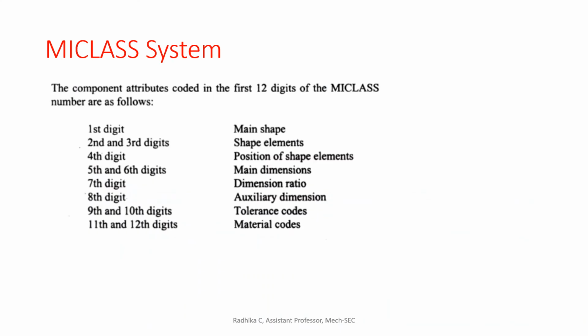Next is the MICLASS system. The MICLASS system includes 12 digits, which is a chain structure format. It includes digit 1 as main shape, digits 2 and 3 as shape elements, 4 as position of shape elements, 5 and 6 as main dimension, 7 as dimension ratio, 8 as auxiliary dimension, 9 and 10 as tolerance code, and 11 and 12 as material.